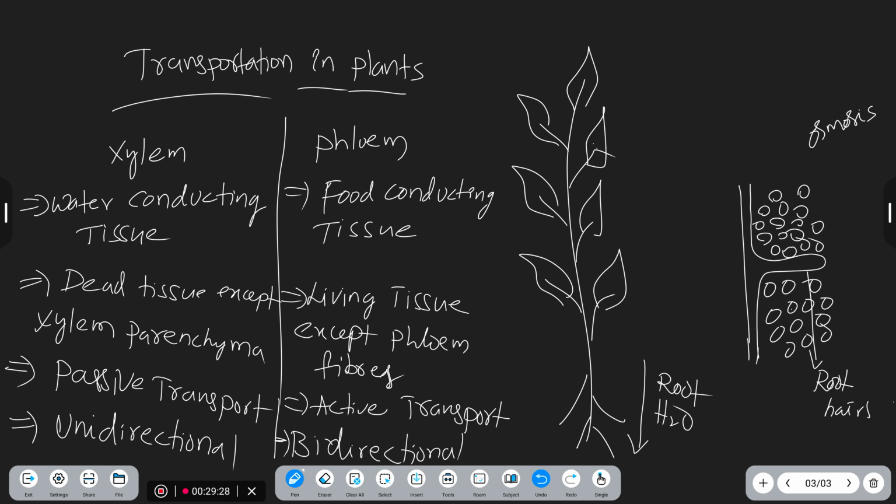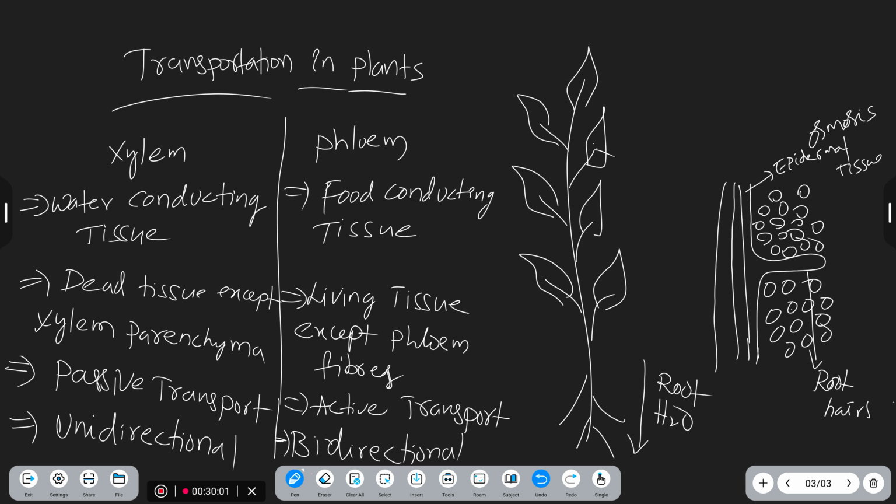Osmosis. See how the water absorption takes place by the process called osmosis. From the root hair, the water will enter the epidermal tissue, then the cortex, then the xylem. Understood? First, the water will enter the root hair, then epidermal tissue, then cortical tissue, then xylem.